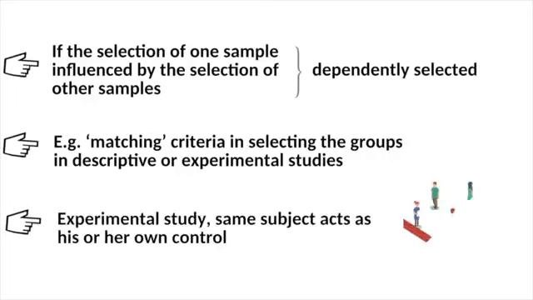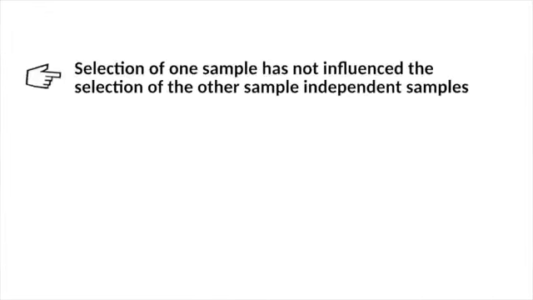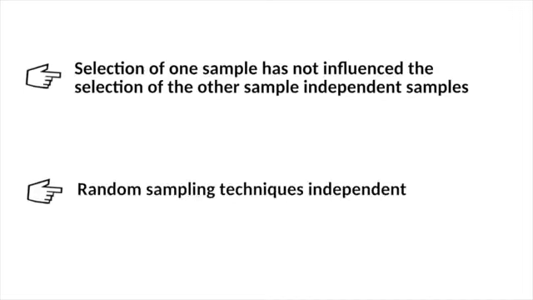An experimental study in which the same subject acts as his or her own control is another example of an instance in which samples are dependent on each other. Following checking on selection of sample, if the researcher is convinced that selection of one sample has not, in any way, influenced the selection of the other sample, he or she should consider them as independent samples. In descriptive studies or in experimental studies, if the samples are selected using random sampling techniques, the samples are independent.